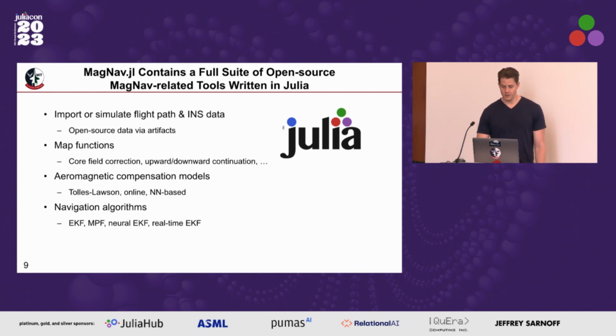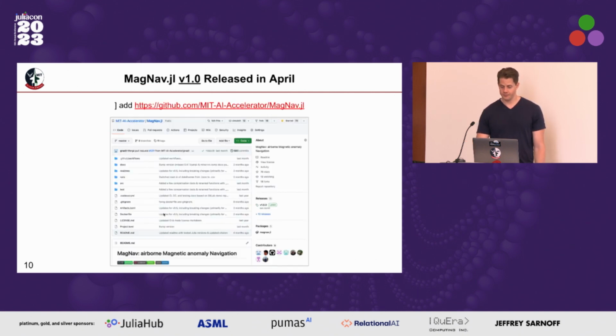The first thing is you can load in or simulate different magnetic data or INS data. And there's a bunch of open source data that automatically is downloaded with artifacts. And then there's also a ton of map functionality to generate that map like we saw before. And we're going to actually demo that later on. And then there's different compensation models, which are used to clean up that magnetic signal. And then finally, there's different navigation algorithms.